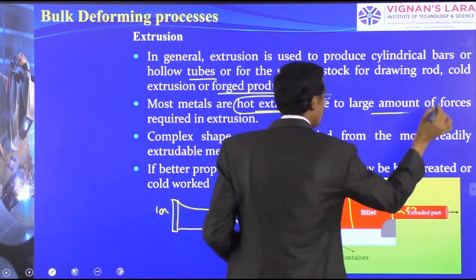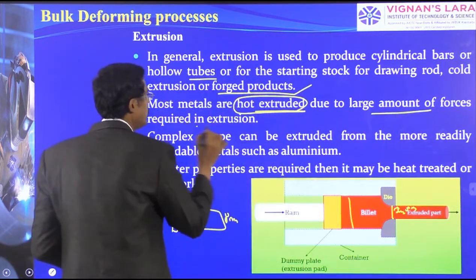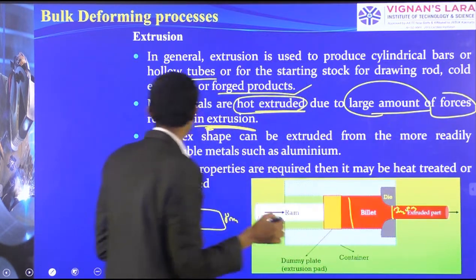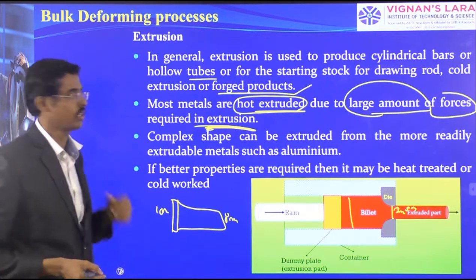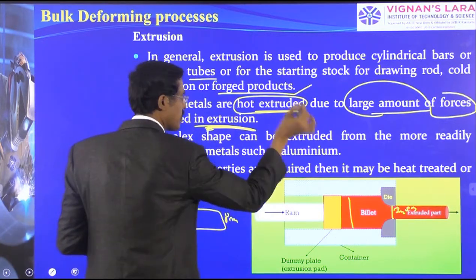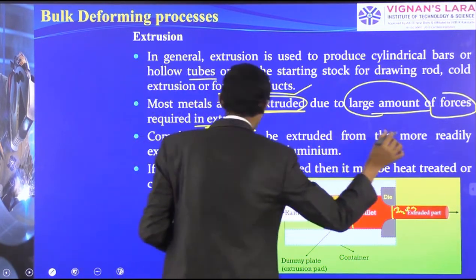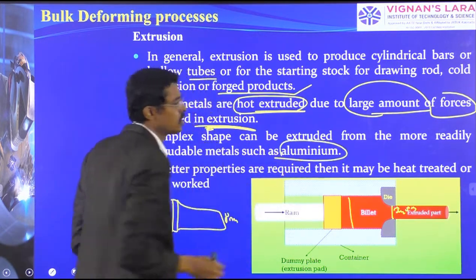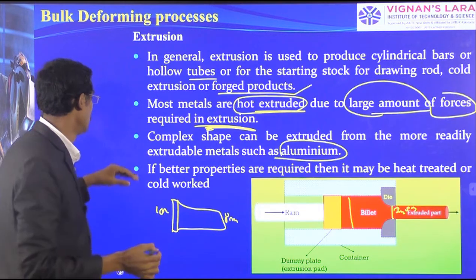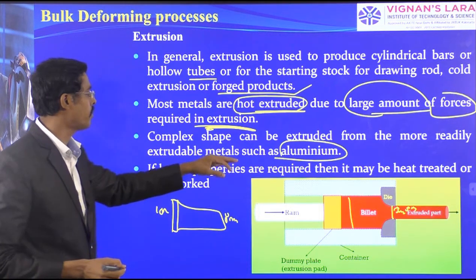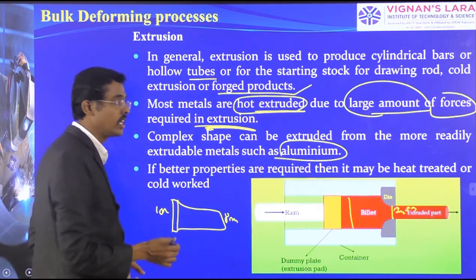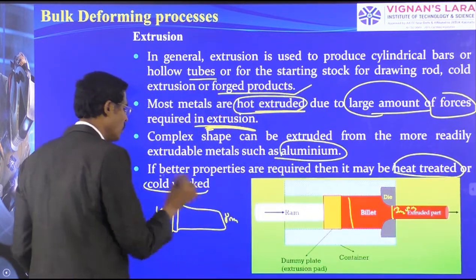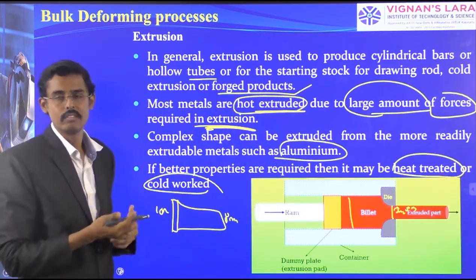Due to the large amount of force required in extrusion, see, a large amount of force is required. Therefore, generally we prefer hot extrusion. Complex shapes can be extruded from the more readily extruded metals such as aluminium, generally used for aluminium panels. If better properties are required, it may be heat treated or cold worked whenever required.